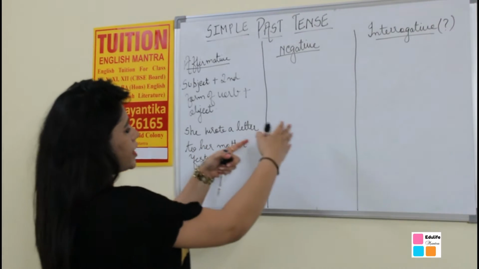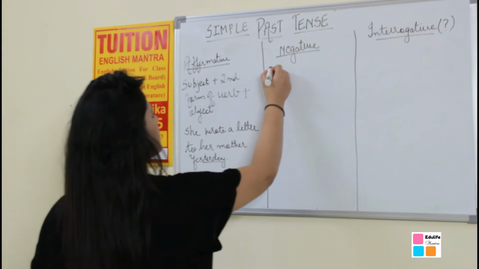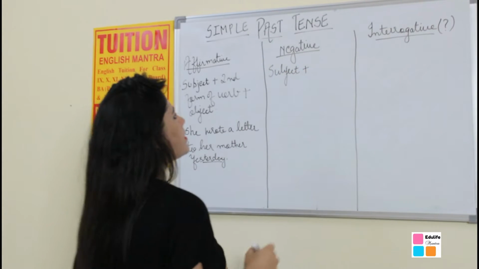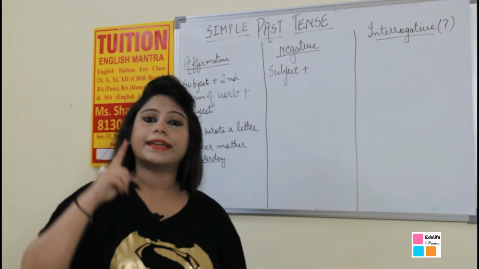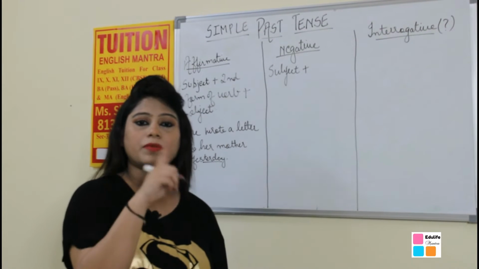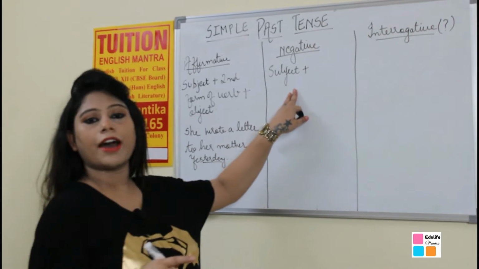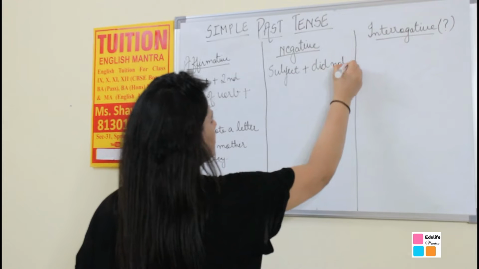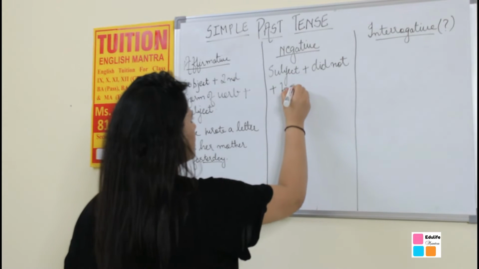Now if you want to change this sentence into negative, the formula would be subject plus did not, because the helping verb in past tense is did. In past tense we use did not, not do not and does not. Here we have to write did not plus first form of verb.